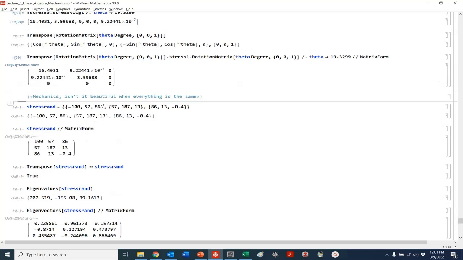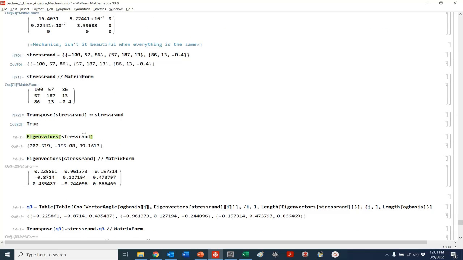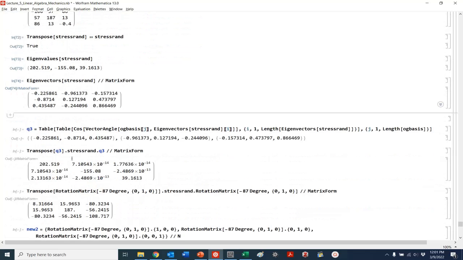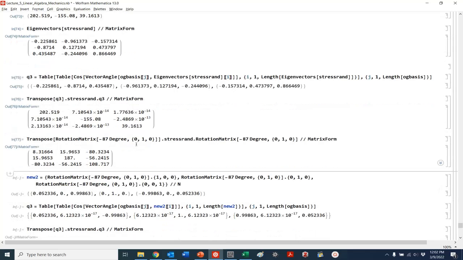But I could do this with a random tensor as well. Let's say I have this complex stress state here. I could prove this is a stress tensor because the transpose is equal to my stress random. I could find my eigenvalues and my eigenvectors here. I could then look at the basis, the eigenvectors of the stress rand, and get my new Q. Look at 202 minus 155.08, 39. Excellent. I could rotate this in any random direction I want and get those values out.